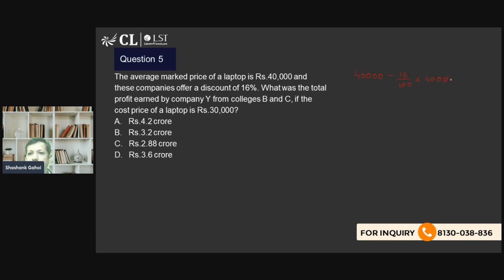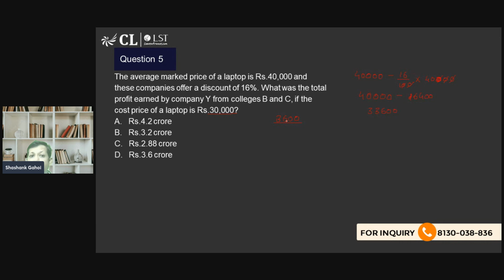Right. So this cancels out. So this comes out to be how much? Sorry, it should be 10. So 40,000 minus 16,000. Sorry, 16 into 4 is 6,400. So basically, 33,600 is going to be the selling price of the laptop. What is the cost? Cost is 30,000. So what is the profit that is being generated? That is 3,600 per laptop, right?